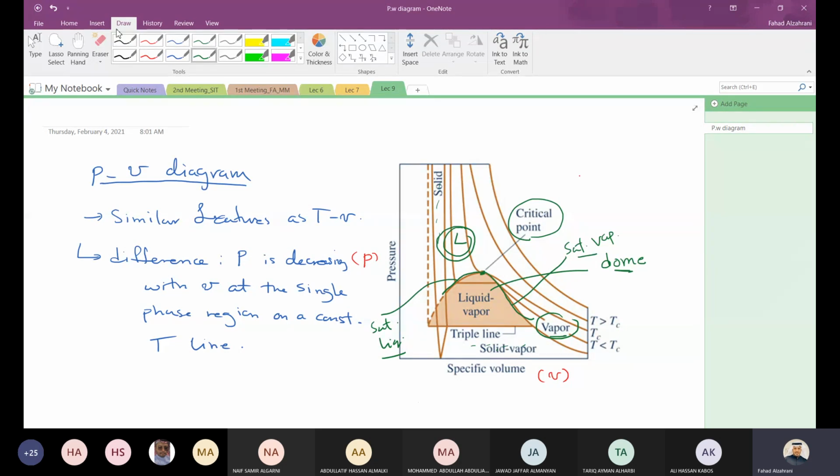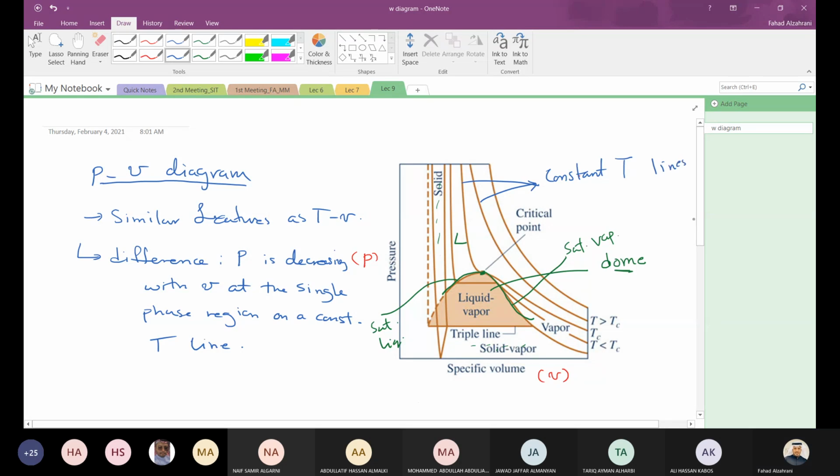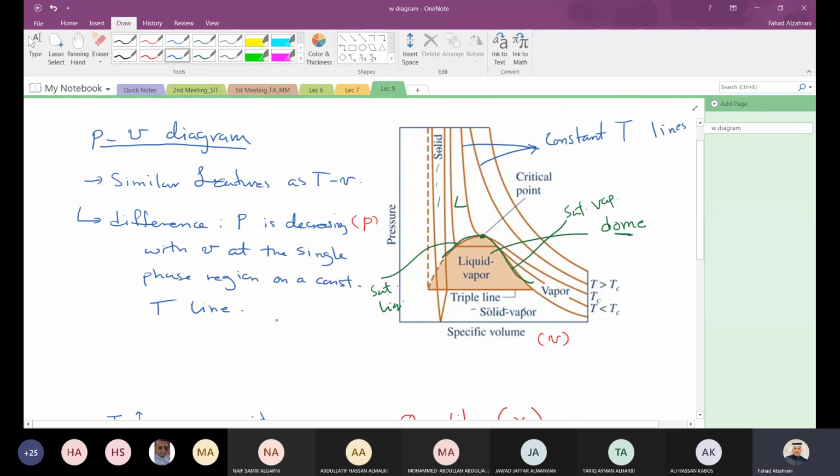What is the difference in the PV diagram from the TV diagram? The only difference here is basically the constant lines. In the TV diagram, what property had constant lines? Pressure. Now in the PV diagram the pressure is changing, so what will the lines be? What do you expect? Temperature. Exactly. So these will be the constant temperature lines.